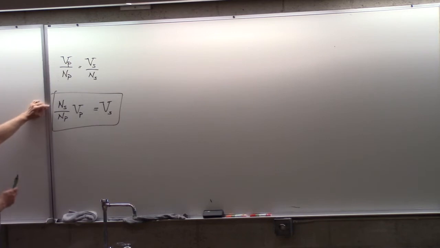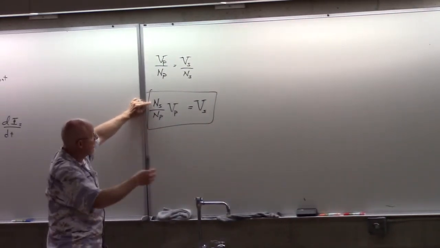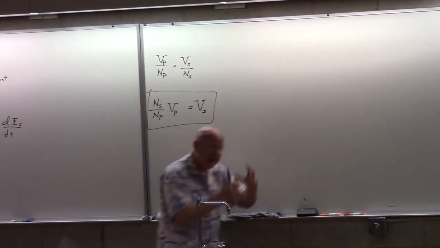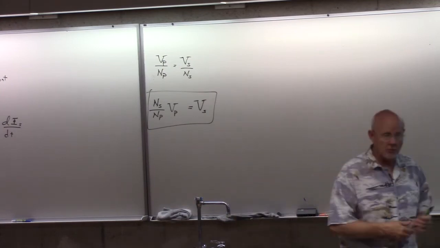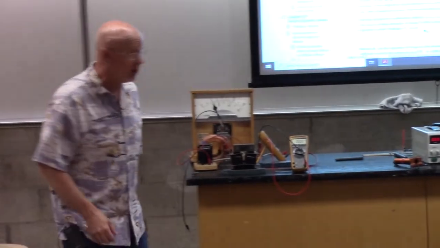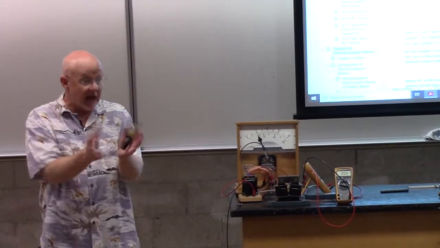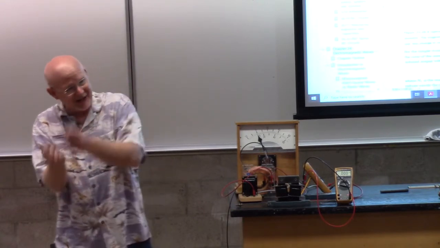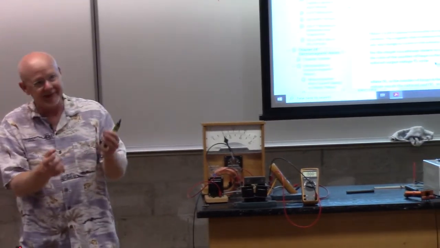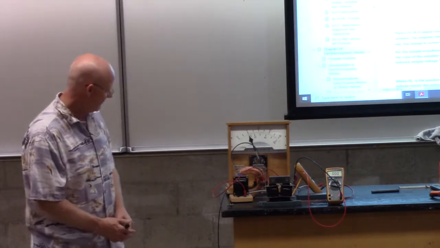And it kind of makes sense. If you have more turns in the secondary, you get more voltage. Then it's a step up. And so more turns in the secondary, of course, would produce more voltage. And that's what we call a step-up transformer. But on the other hand, if you have less turns in the secondary, well, you're going to get less voltage.